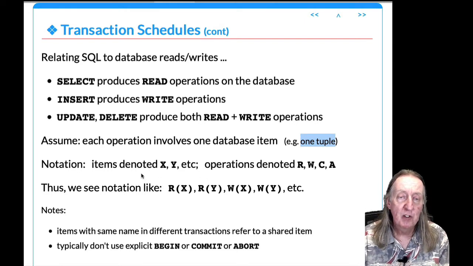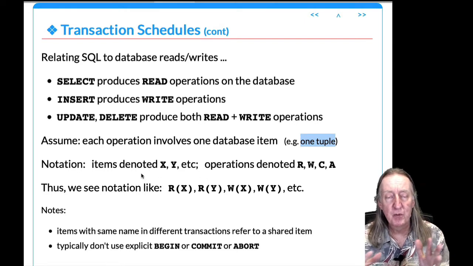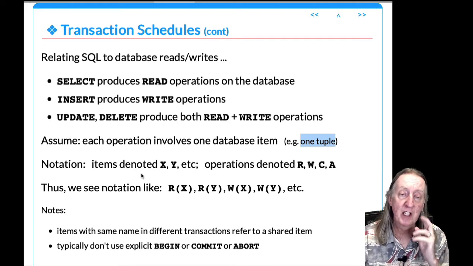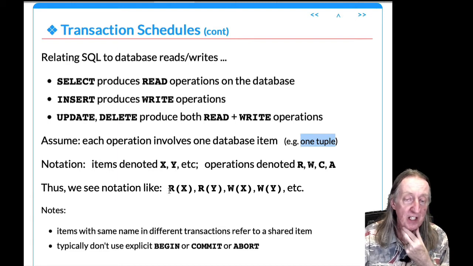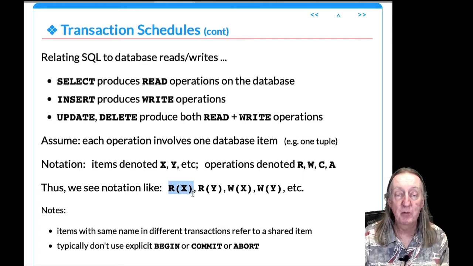All right, well, when we're trying to talk about these things, we want to use fairly abstract and concise notation. So objects that we're fetching from the database and manipulating, we'll just call them things like X and Y. And the operations will be denoted by single letters as well: read, write, commit, abort. So we'll see notation that looks like this, and this will say that the object X is read, the object Y is read, the object X is written, the object Y is written.